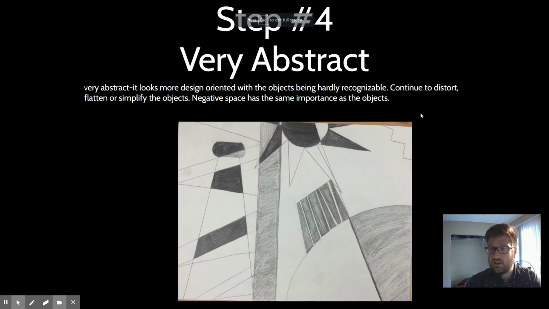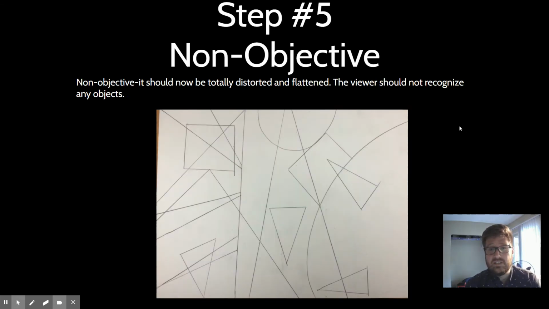This week we're also turning in our step number 4, which is very abstract. I want it more design oriented. The objects should be hardly recognizable. Those original 5 objects from your still life, I don't really want to be able to know what they are anymore at this point. I want about 45 minutes on this, although the more abstract they get, I understand the faster we do them. So just put your effort into it and see how long it takes you, but put some good time into it.